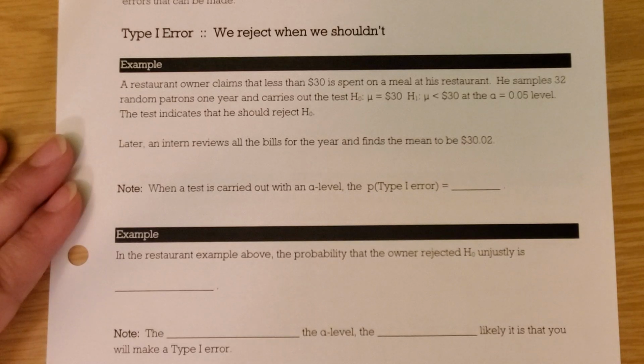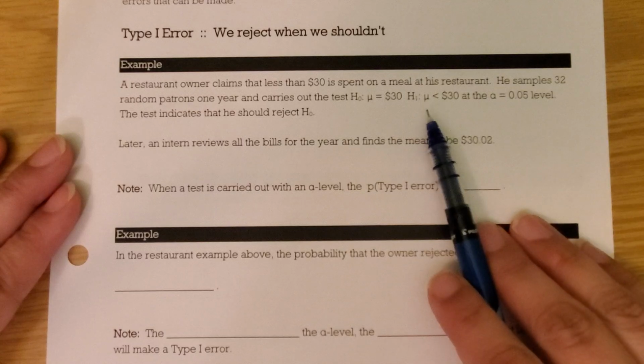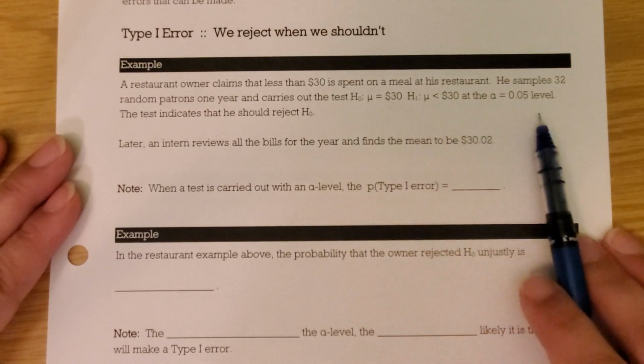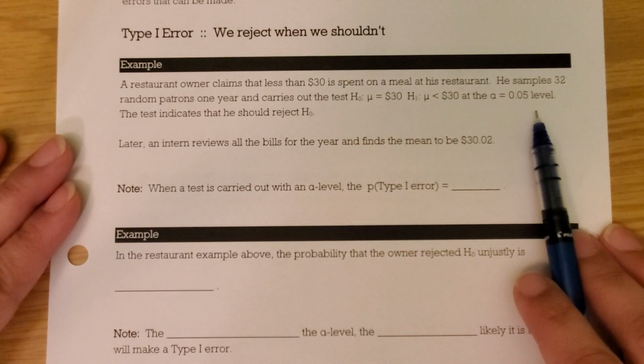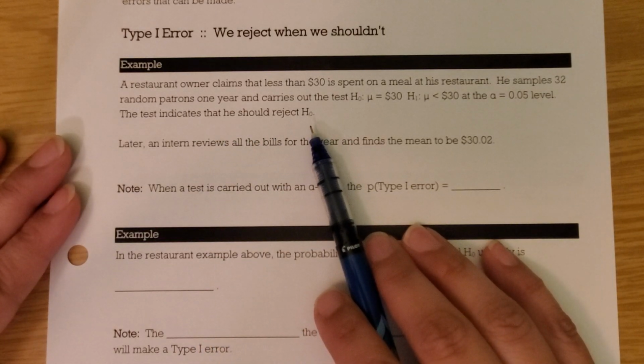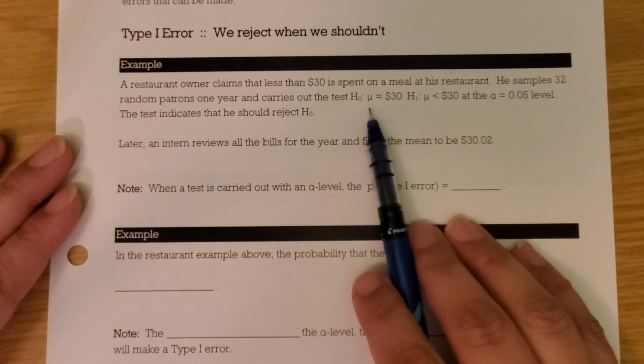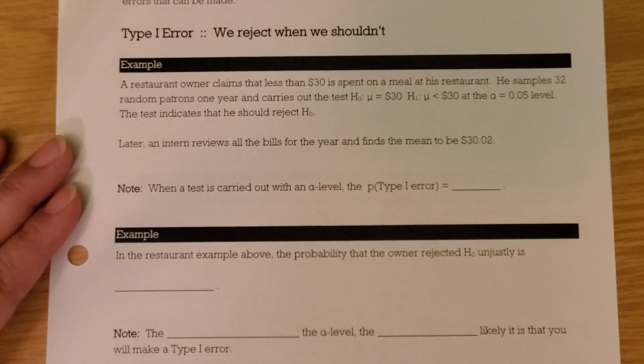It says a restaurant owner claims that less than $30 is spent on a meal at his restaurant. So he samples 32 random patrons one year and carries out a test of mu equaling $30 versus mu being less than $30, and he does this at the 5% level. And the p-value he gets indicates that he should reject the null hypothesis. In other words, this hypothesis test says you can reject the $30 and say, yeah, people spend less than $30 at your restaurant.